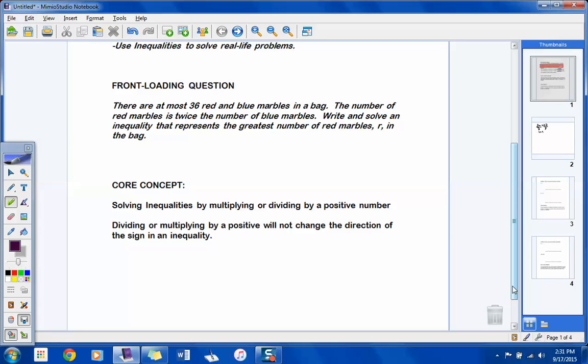Tyler, you have an idea? Okay, B plus 2R. Where did the B come from? You just letting that be blue? Okay. B plus 2R equals 36. I'm going to jot these down up top. You said equals 36, right?